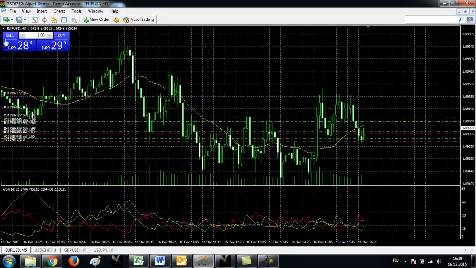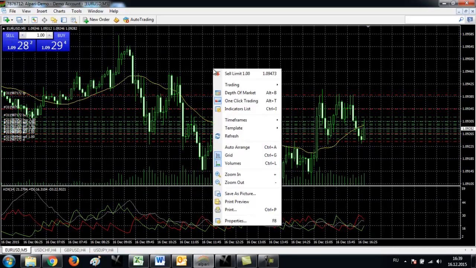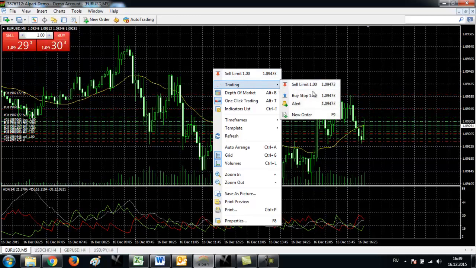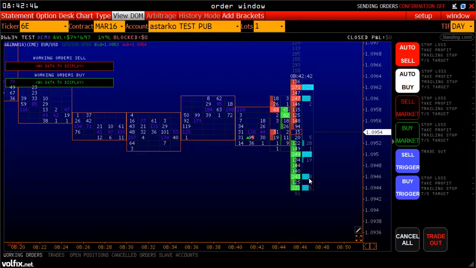Also, we can open one-click trading, where we can see buy and sell positions, either to buy or sell using a limit order. We can also put alerts.